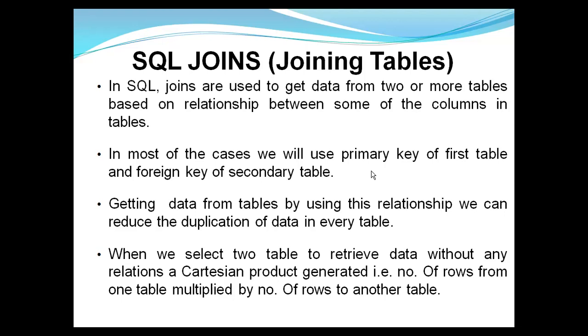Simply, you can say that in SQL, joins are used to get data from two or more tables based on the relationship between some columns in the tables. Always remember, in most cases we will use the primary key of the first table and the foreign key of the second table. By getting data from tables using the relationship, we reduce the duplication of data in every table. That's very simple.